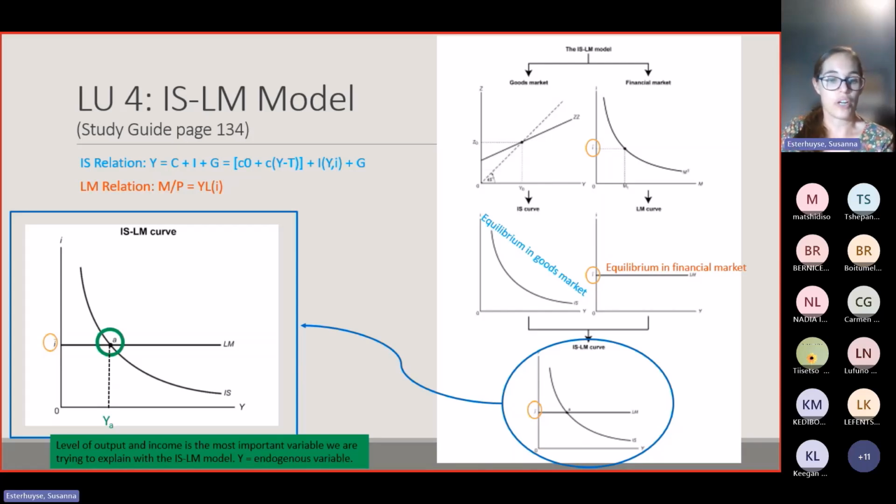So still, we are trying to determine the level of output and income, and so this is the endogenous variable, and it will be in this model. In the Learning Unit 4 model, the short-term point where both your financial market and your goods market are in equilibrium will be at point A.